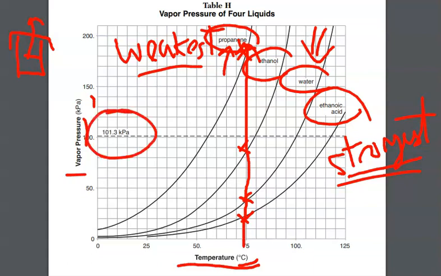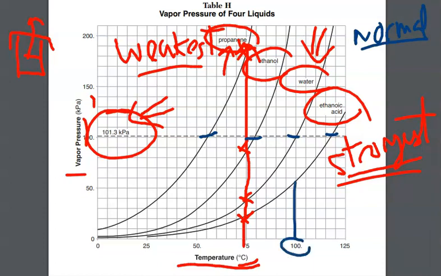This dotted line, 101.3 kilopascals, that is our standard pressure. Wherever the line crosses, normal boiling point for that liquid. Water, you should memorize this anyway if you haven't already, boils at 100 degrees. If you're asked about the normal boiling point for propanone, ethanol, or ethanoic acid, this is where you would look. You just go across and, of course, go down. So in other words, for propanone, that would be 55 degrees.